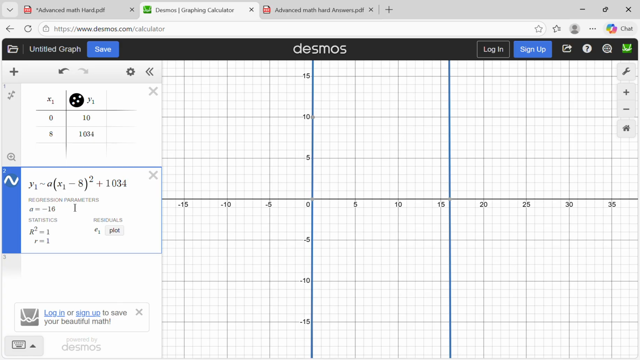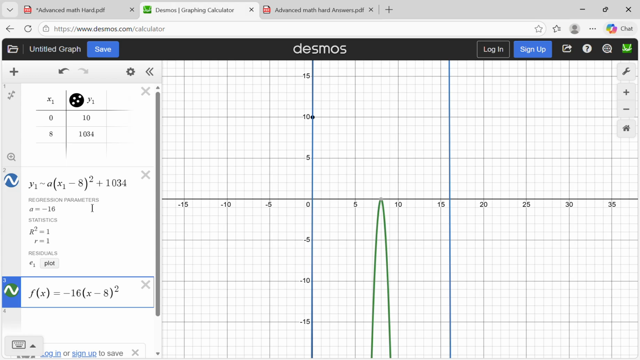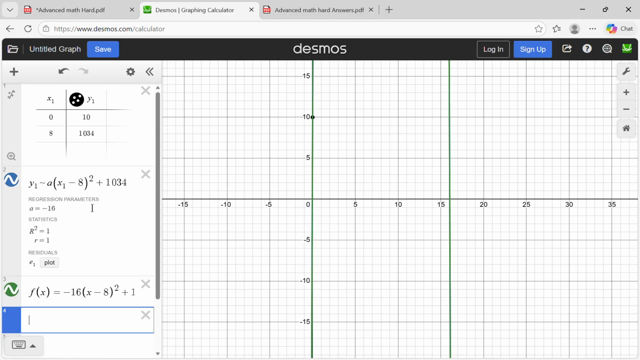Now I have to use this value of a in the equation. So f of x, in vertex form, I just replace the value of a, which is negative 16, times x minus 8 square plus 1034. Then since I have to find the height after 10 seconds, I just type f of 10, that's it, and f of 10 is 970. So this is another way of doing it.